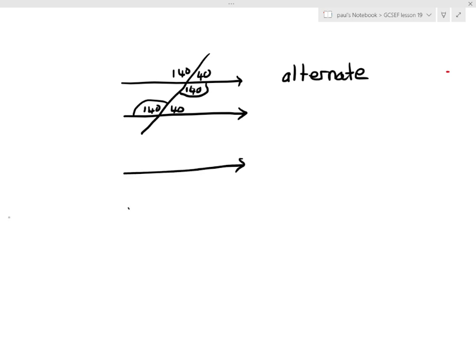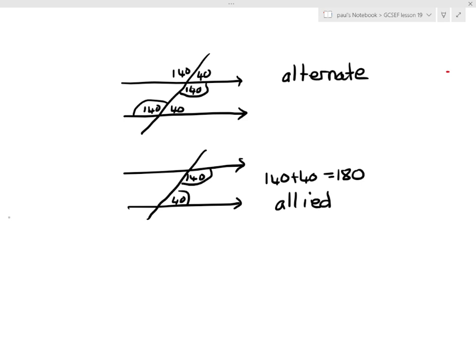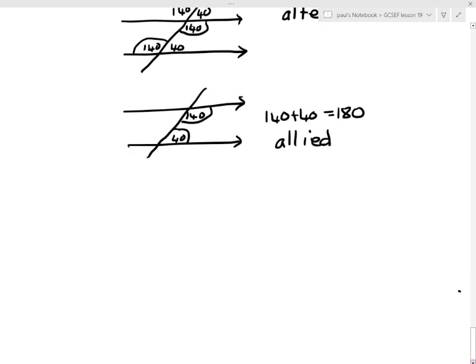Now, this one and this one, you may notice in this one above that you've got 140 there, and this one's 40. And you see that 140 plus 40 equals 180. And this is called allied. So another way to get to angles within parallel lines is allied angles. So let's have a go so we can find some within some shapes.